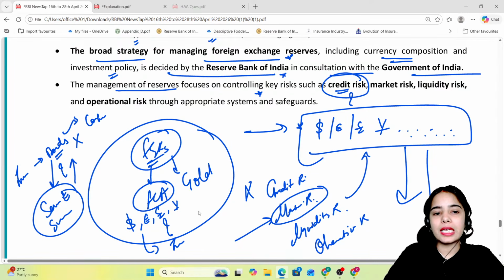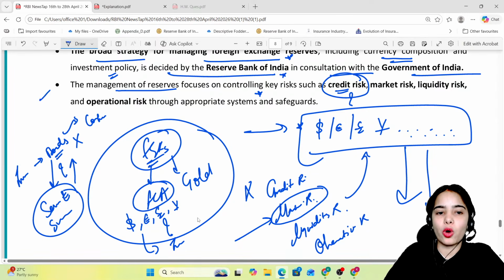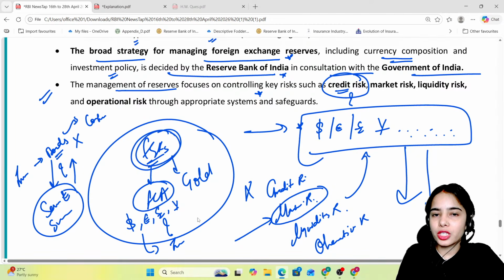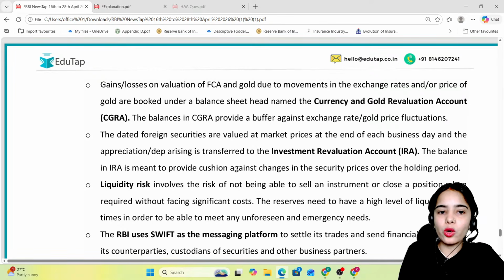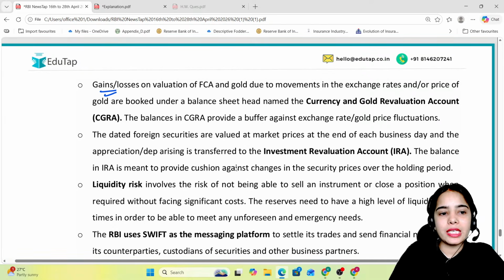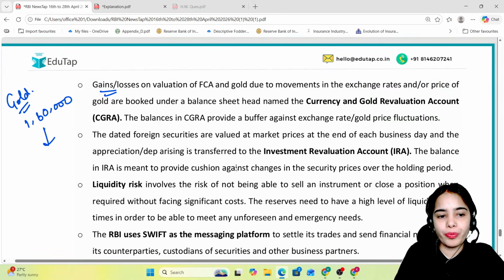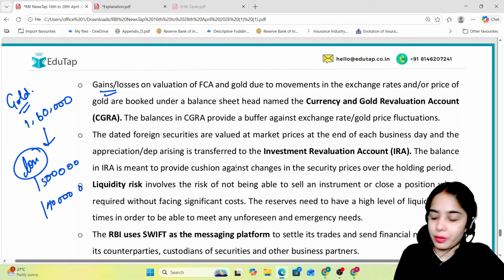Okay, so these are certain kinds of risk in the operation or management of the reserves. If the RBI is managing the foreign exchange reserves, if the RBI is doing the investment from the foreign currency assets, there are certain risks that are attached. Okay, now gains or losses. See, when the RBI is investing in gold, recently the price of gold went from 1,80,000 to 1,50,000. It went down to 1,40,000 also. So can we say that this is a loss for the RBI?